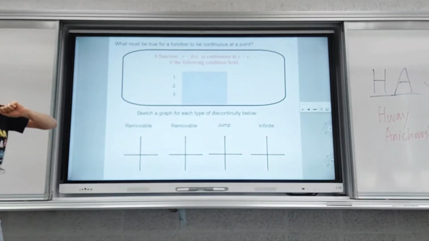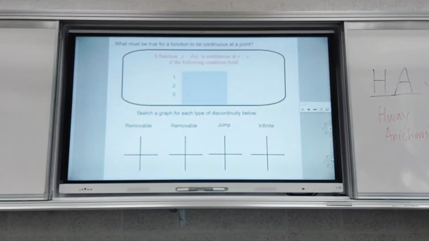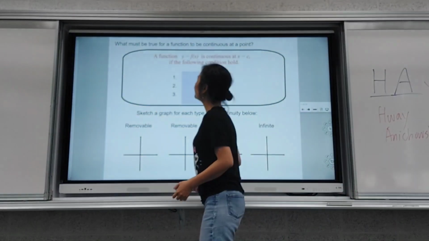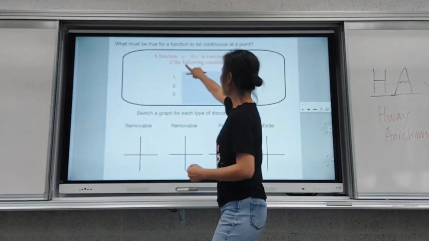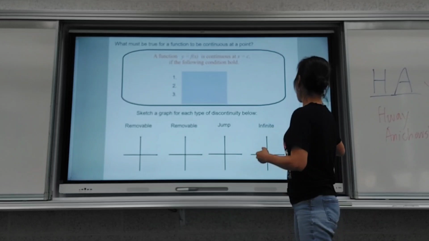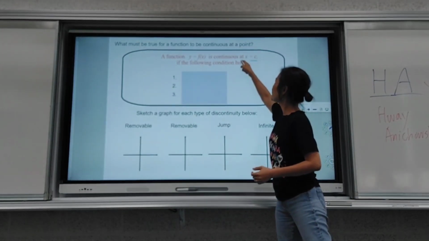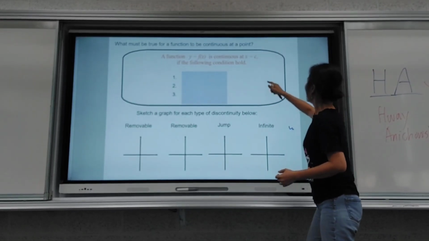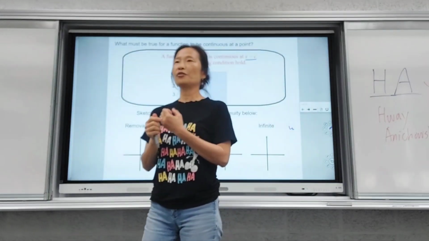So, starting from what we learned last time, see if you can remember. If a function is continuous, what must be true? If f of x is a continuous function at x equals c, at this point, three conditions have to be true.